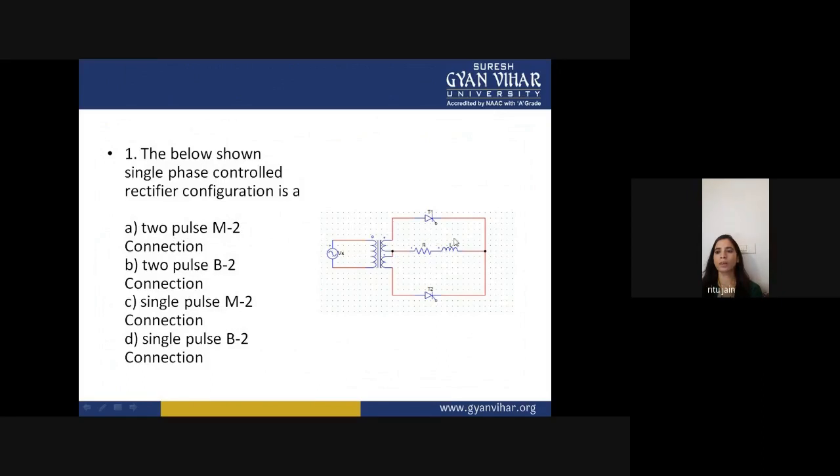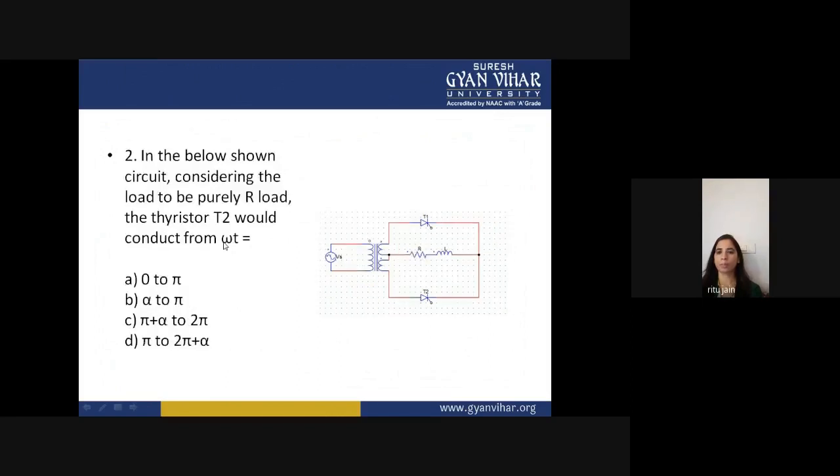So you are getting output voltage for the positive and negative cycle as well. So this is your two pulse midpoint connection. Second, in the below shown circuit, considering the load to be purely resistive, the thyristor T2 would conduct from... So this is your midpoint converter, and the thyristor T1 which was conducting from alpha to pi. Okay.